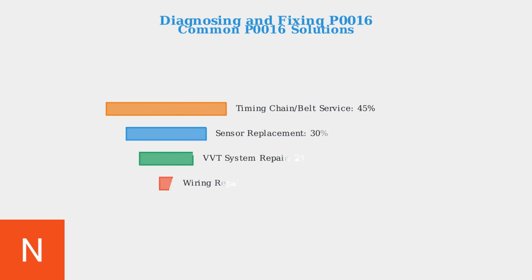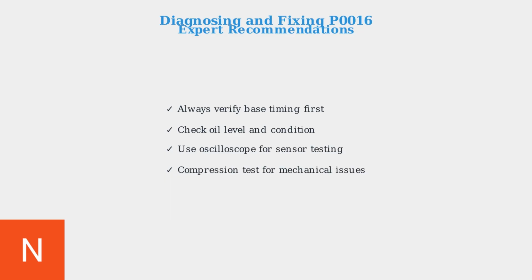Based on industry data, common P0016 solutions break down as follows. Timing chain or belt service accounts for 45% of cases, sensor replacement 30%, VVT system repair 20%, and wiring repair just 5%. Expert technicians recommend always verifying base timing first, checking oil level and condition, using oscilloscope testing for definitive sensor evaluation, and performing compression tests when mechanical issues are suspected.